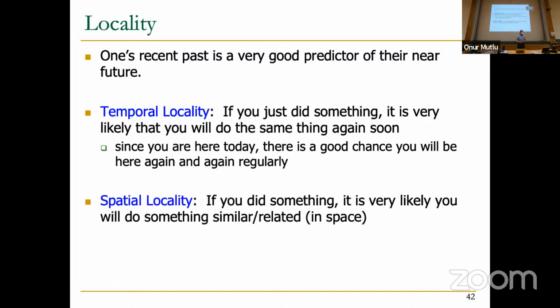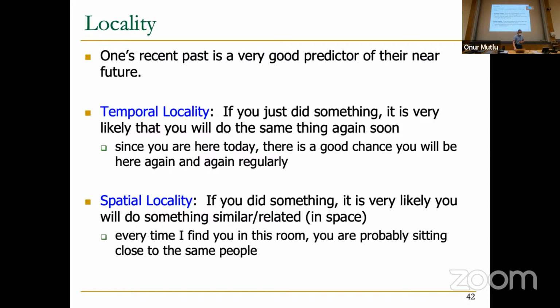Spatial locality is in space, basically. The same principle in space. If you did something, it's very likely that you will do something similar or related in space. I like this analogy. Every time I find you in this room, you're probably sitting either at the same space or close to the same space. And there are clusters of people who are sitting closer to each other, and this never changes. But there are also some random people that randomly sit at different places. So not everybody obeys this principle, if you will. As with every rule or principle, there are exceptions also, right?